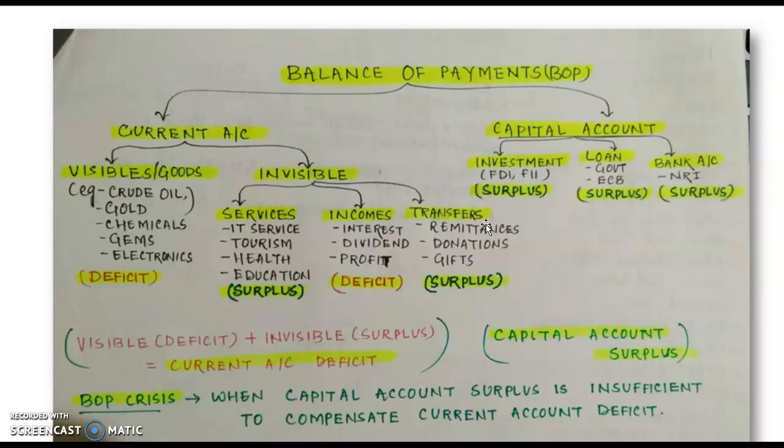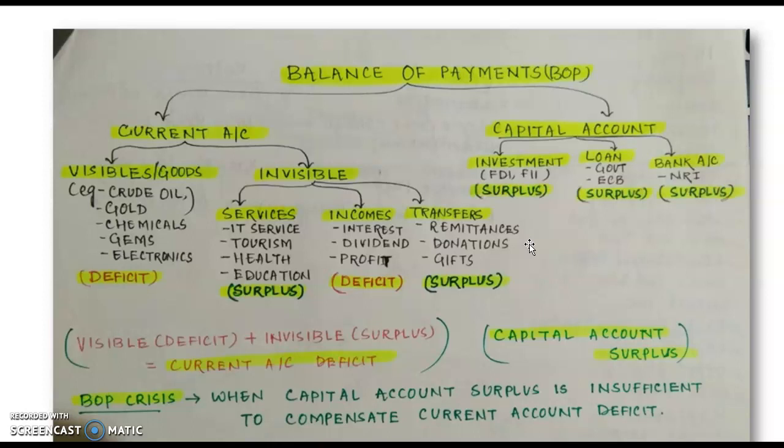The third one is transfer. It consists of remittances, donation and gift. Remittances means the Indian diaspora, those who are living outside, are sending money to their family members who are staying in India. We call it remittance. In 2019, according to the estimation of the United Nations, we have 17.5 million Indian diaspora staying abroad.